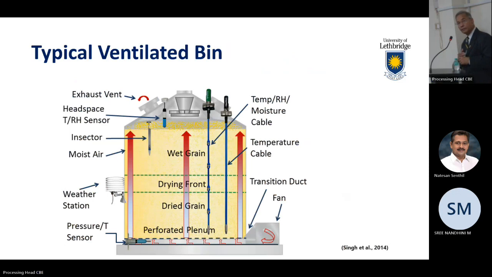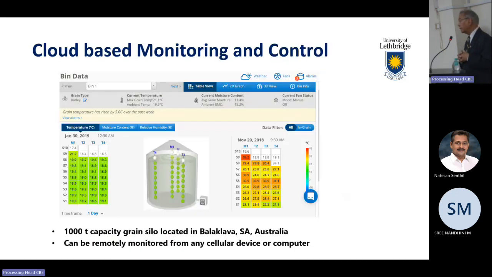Next. This is an example of cloud-based monitoring and control. The bin you see there is located in Australia, and it's being monitored from Canada. The decisions to turn on the aeration system or control the grain are being made from an office in Calgary. And this could be done for a bin anywhere in the world, so you can control the management of the grain from a single location.